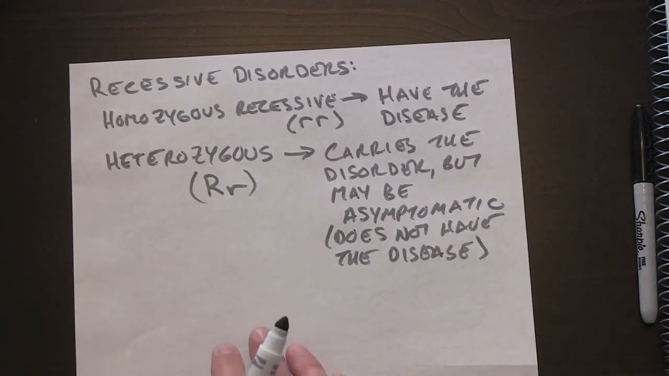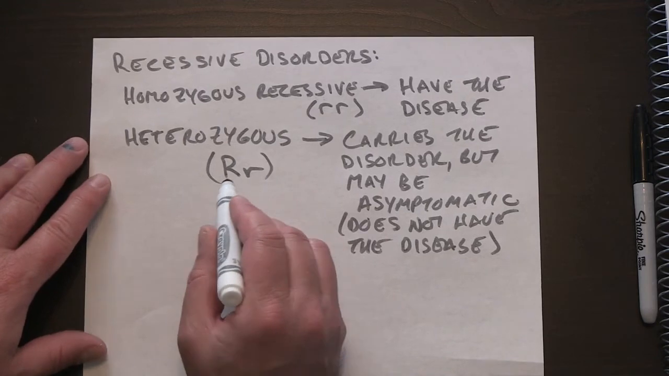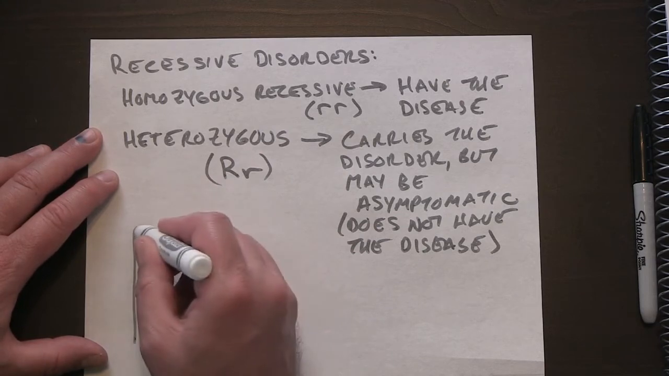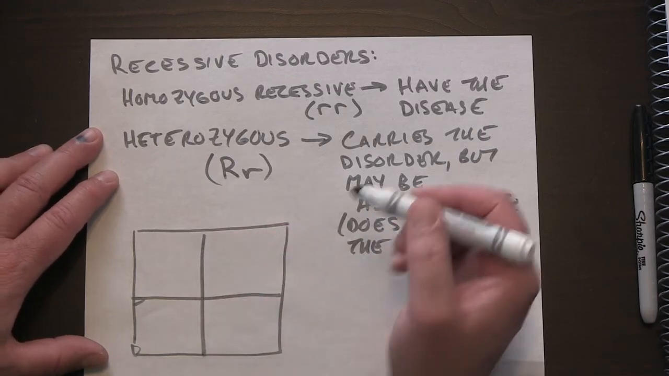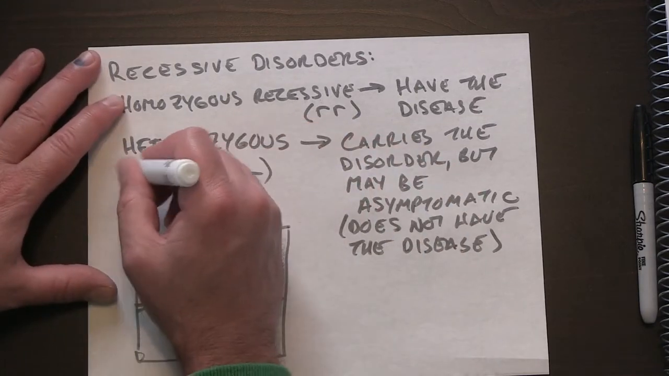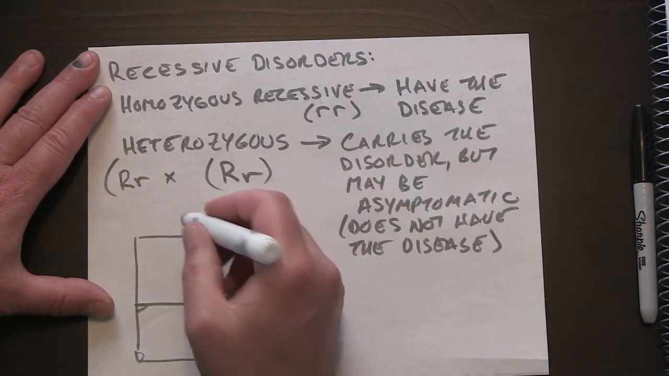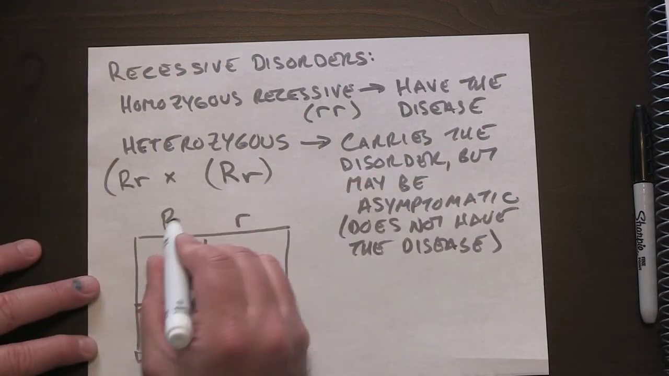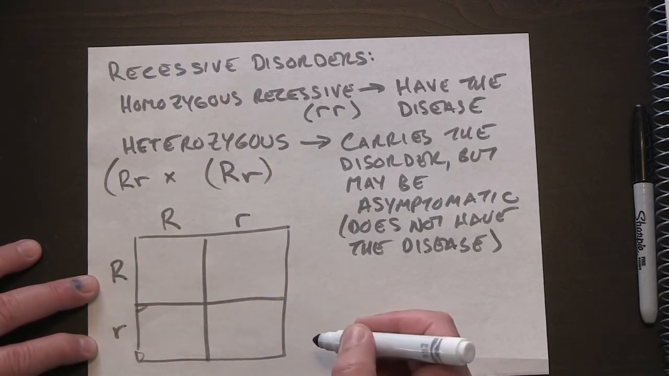So this is where pedigrees and genetic testing can come in handy, because if you're planning to have a child, let's say we have a mom and a dad who are both heterozygous carriers for whatever this disease is. Here's dad's gametes. They're either going to be big R or little r. His sperm are going to carry either a big R or a little r. And then mom's eggs are also going to have either a big R or a little r in them.